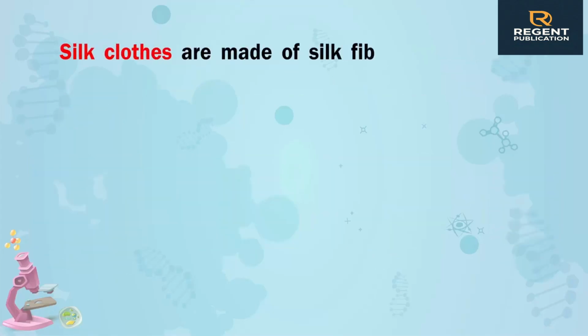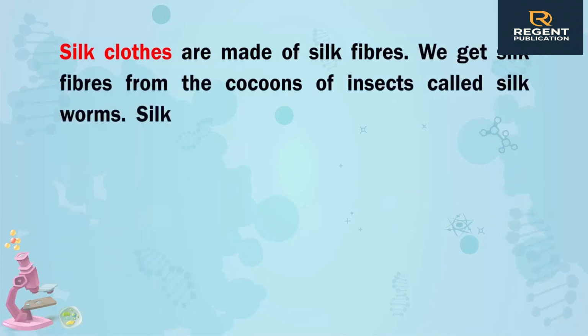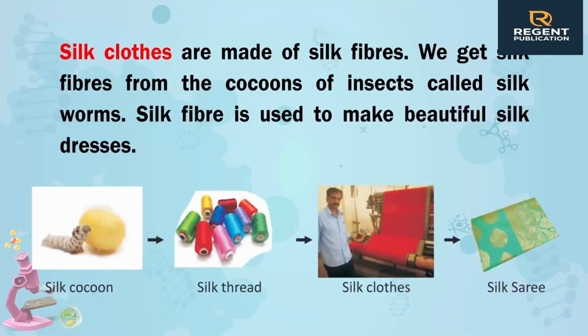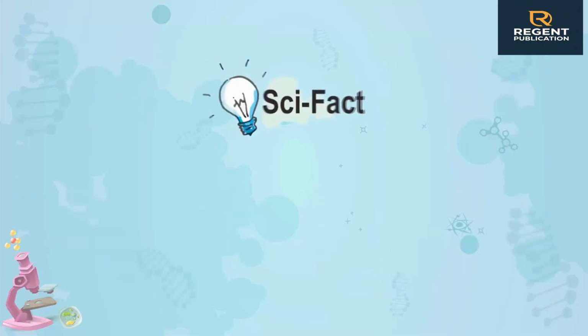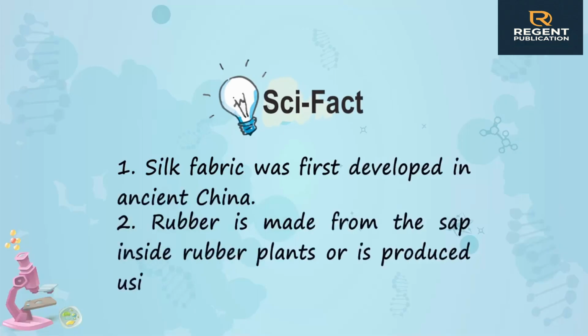Silk clothes are made of silk fibers. We get silk fibers from the cocoons of insects called silkworms. Silk fiber is used to make beautiful silk dresses. Scientific fact: silk fiber was first developed in ancient China. Rubber is made from the sap inside rubber plants or is produced using chemicals.